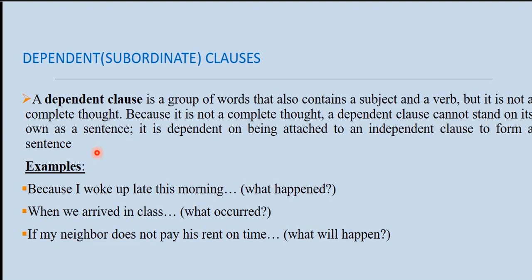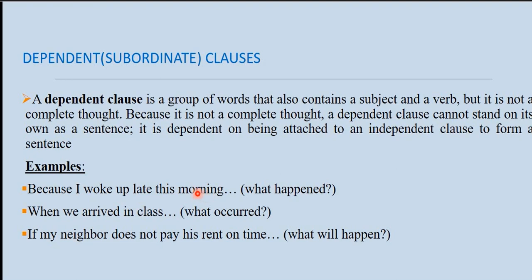So let's see the example. Just imagine that someone comes and directly says only this sentence: "Because I woke up late this morning." What would be your reaction? We still don't have the main clause. We still don't have the independent sentence. Using only this dependent clause with "because" doesn't convey any message to the listener. Because I woke up late this morning, so what happened?